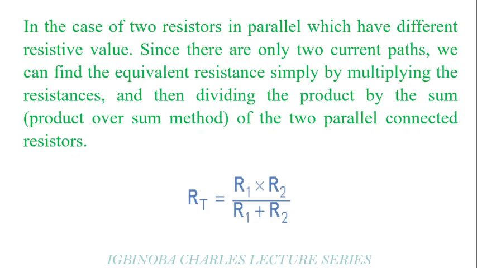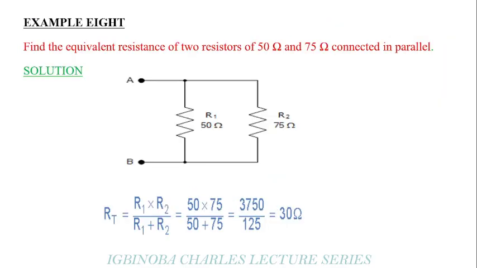So for a simple case, when a circuit has only two resistors connected in parallel and they have different values, the total resistance is simply the product of the resistances over the sum of the resistances. Very easy. When there are two resistors with different values, just say product over sum and you will get your result. For example, find the equivalent resistance of two resistors of 50 ohms and 75 ohms connected in parallel. So this one and this one, they are in parallel. All you need to do, R total is equal to product over sum. So 50 times 75 over 50 plus 75, and you are going to have 30 ohms as your equivalent resistance.